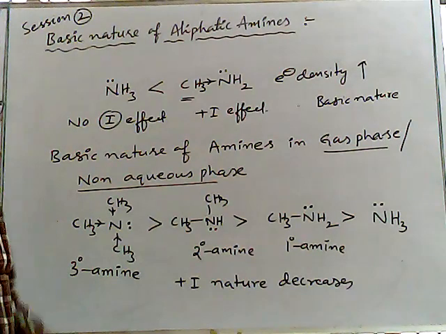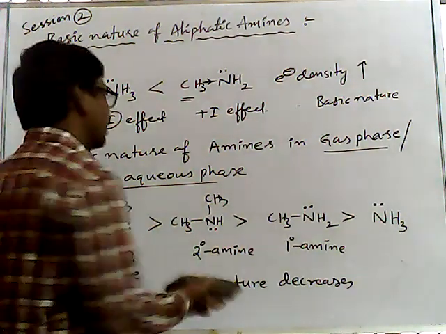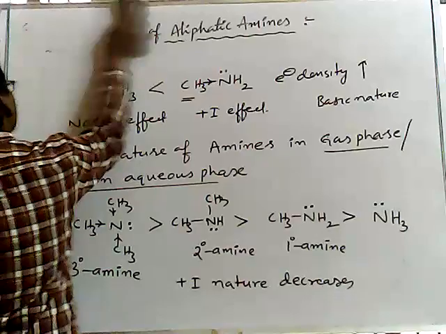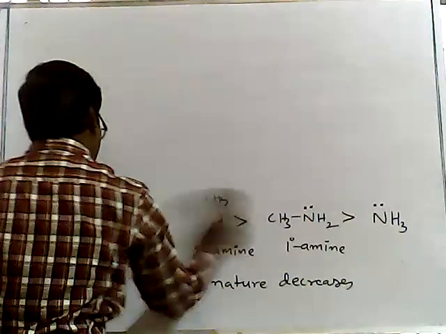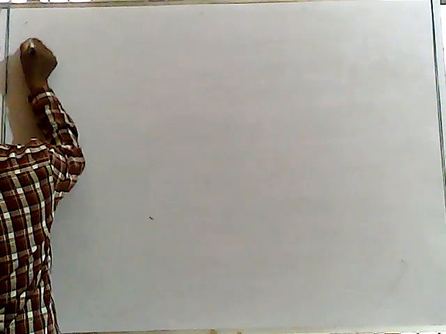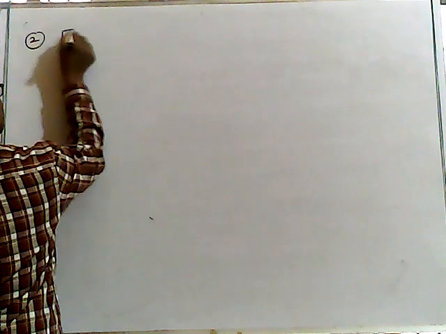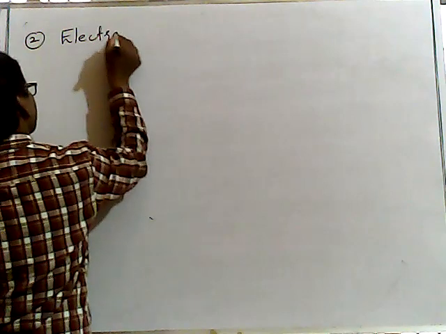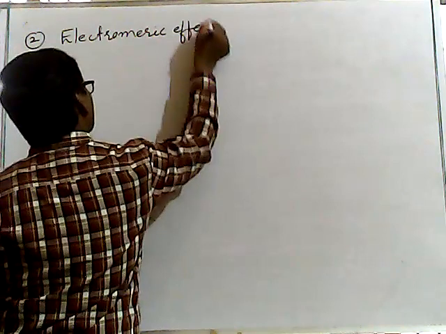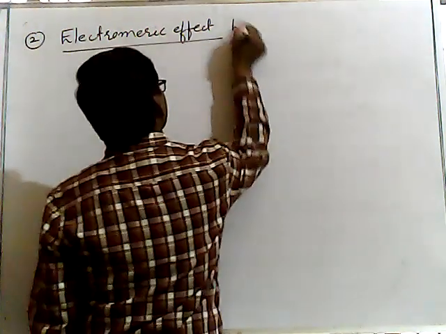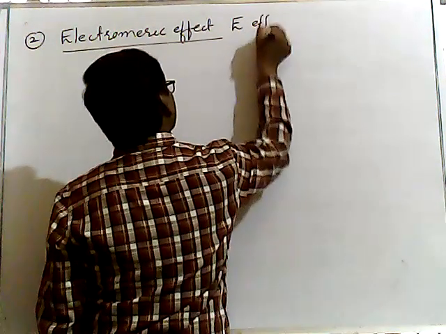Next is the electromagnetic effect, another polar effect. We will discuss it. The electromagnetic effect is a temporary effect. The second polar effect is the electromagnetic effect, otherwise we can say the E effect.